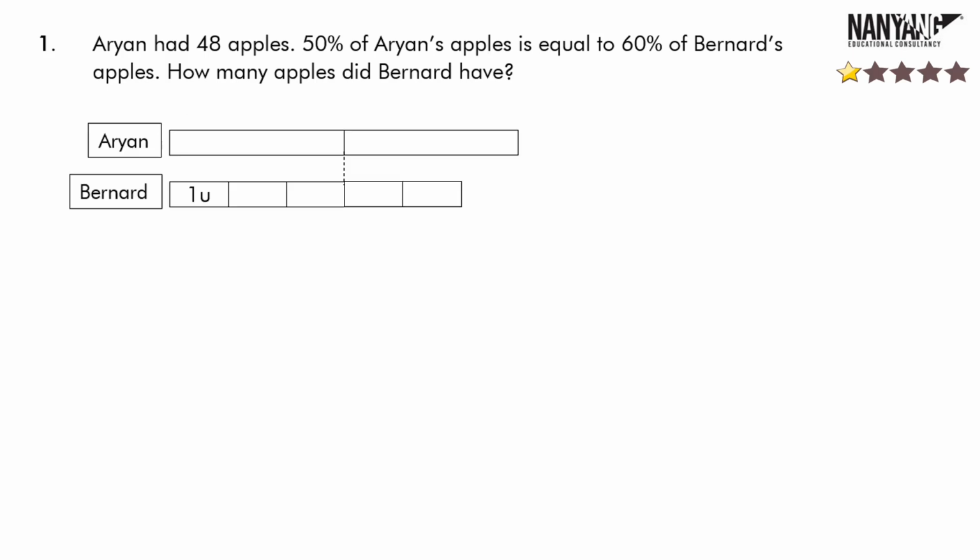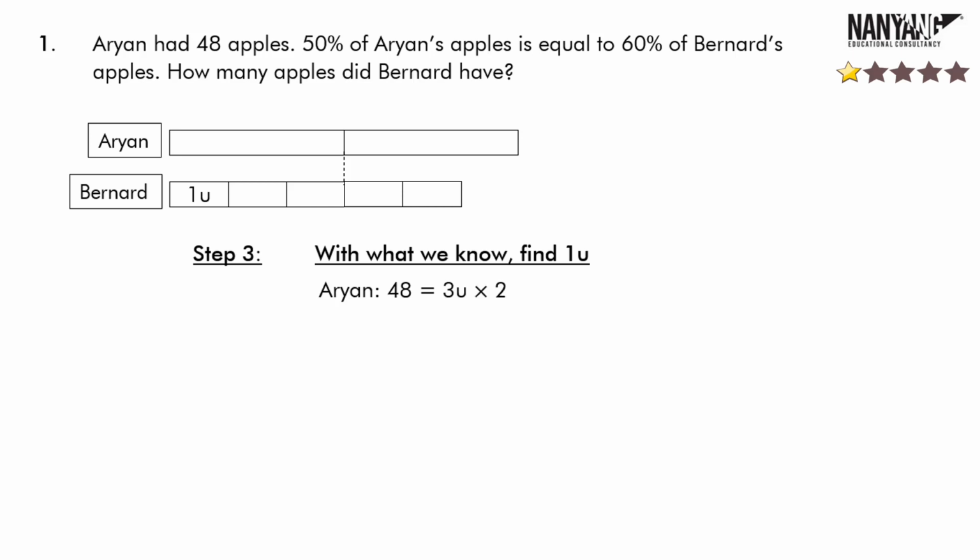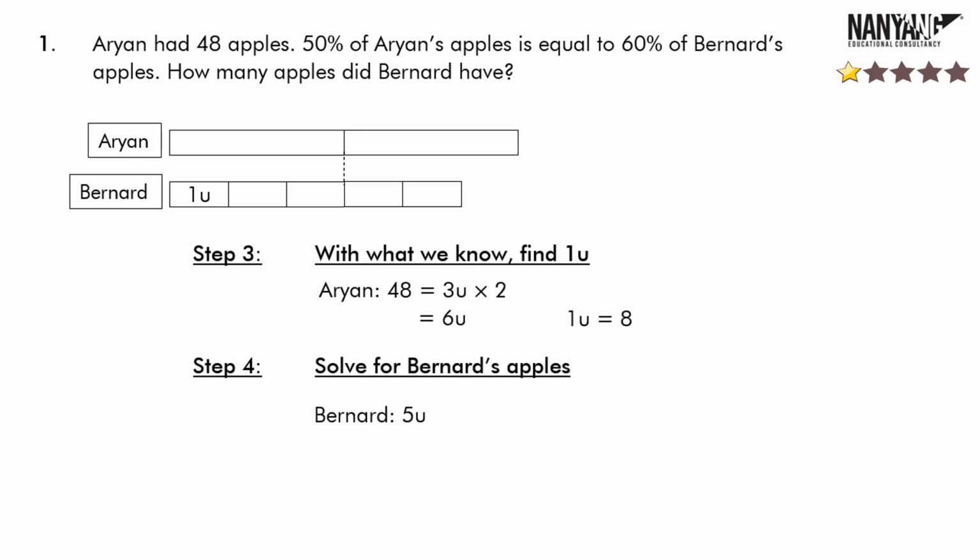Now with our model in place, we can find 1 unit. So Aryan, he has 48 apples, which is equals to 3 units times 2. And that is 6 units, according to our model. So 1 unit is equals to 48 divided by 6, which is 8. Now we can solve for how many apples Bernard have. That will be 5 units, which is 8 times 5, 40. So that's our answer. Bernard had 40 apples.